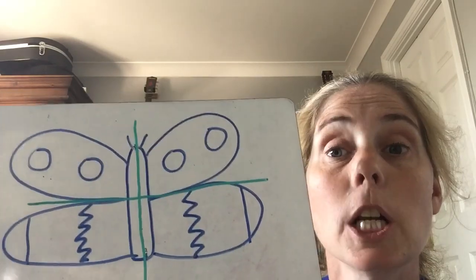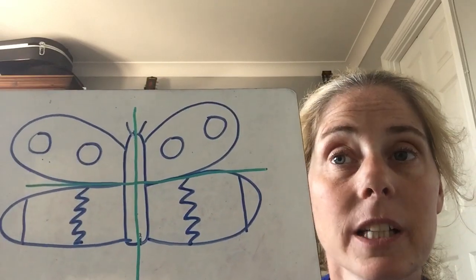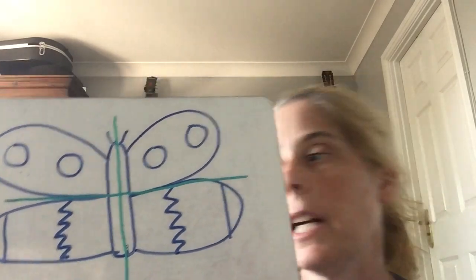Okay, we're going to look at our 2D shapes today and think about how many lines of symmetry each shape may have. So we'll start with our triangle. There's our triangle. How many lines of symmetry might a triangle have? Look carefully at it.